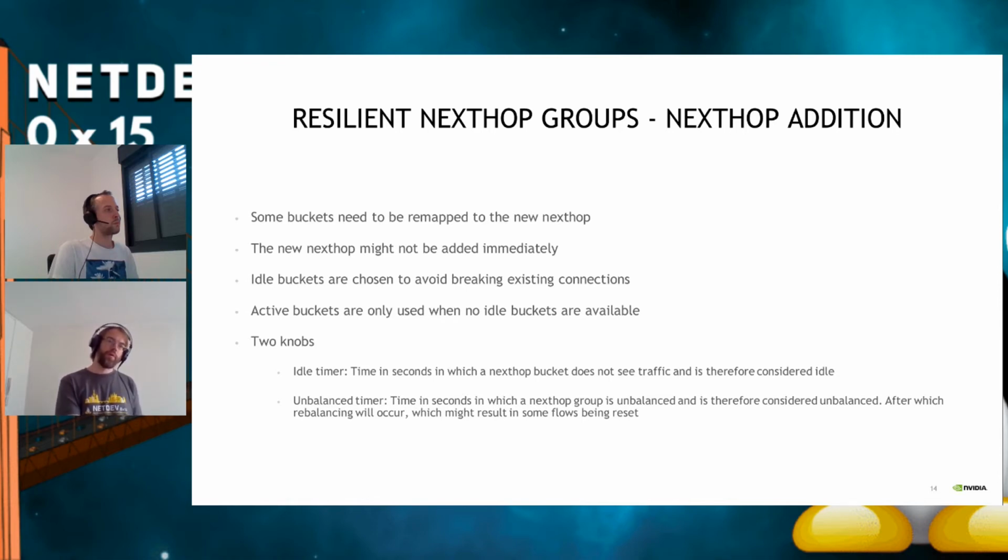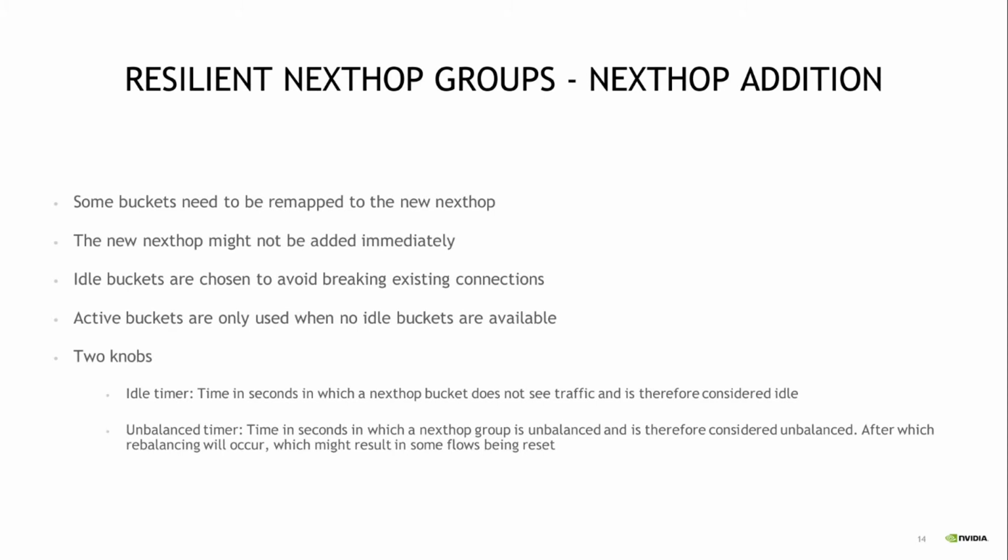One is the idle timer, which is the amount of time, how long traffic should not hit a certain bucket to be considered idle, right? So this is the first configuration parameter of the NEXTHOP groups. And if a bucket is considered idle, the algorithm will then consider that bucket when finding more hash space to assign to another NEXTHOP.